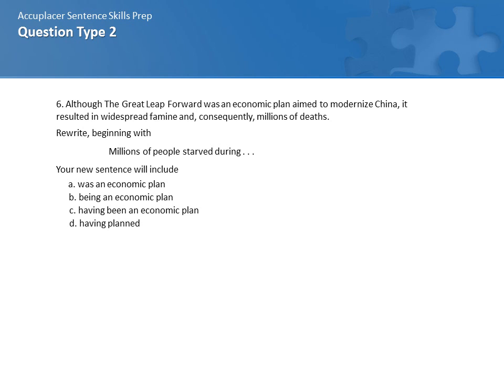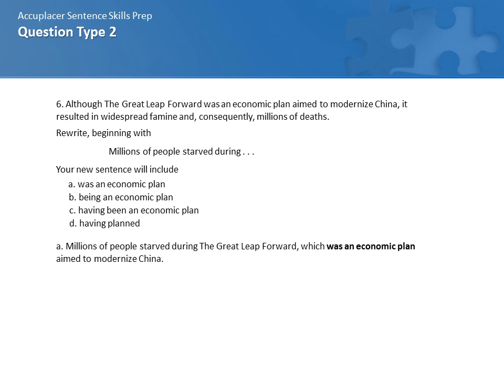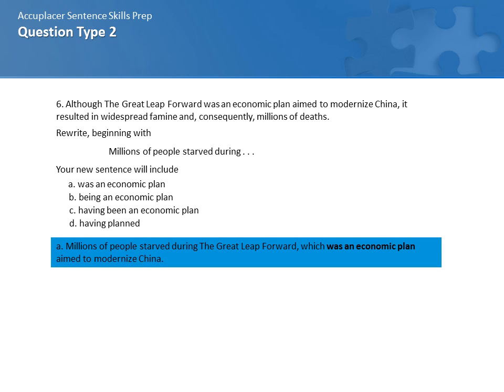A, was an economic plan. B, being an economic plan. C, having been an economic plan. And D, having planned. The best answer here is A. Millions of people starved during the Great Leap Forward, which was an economic plan aimed to modernize China.